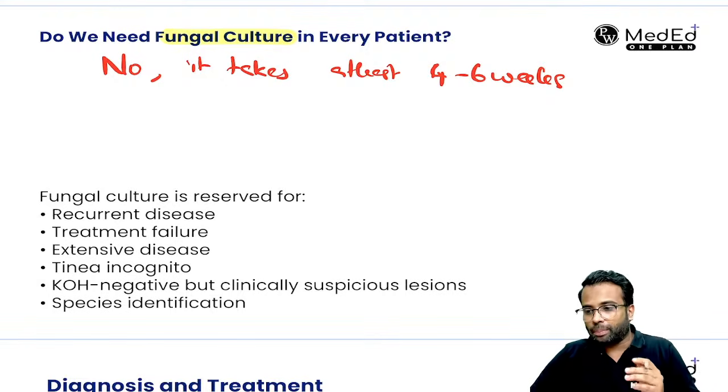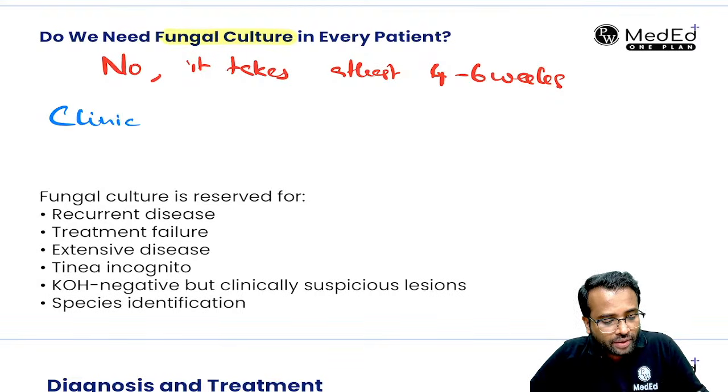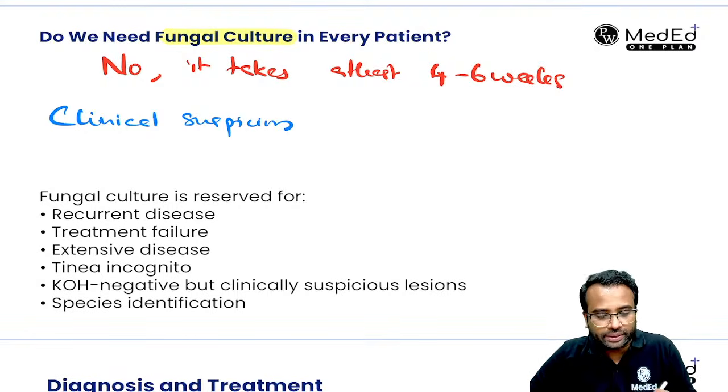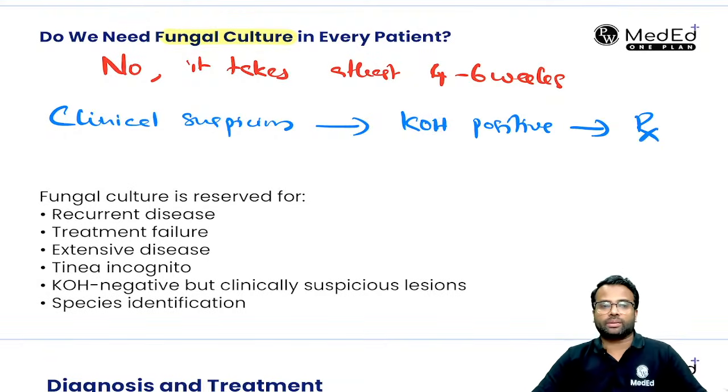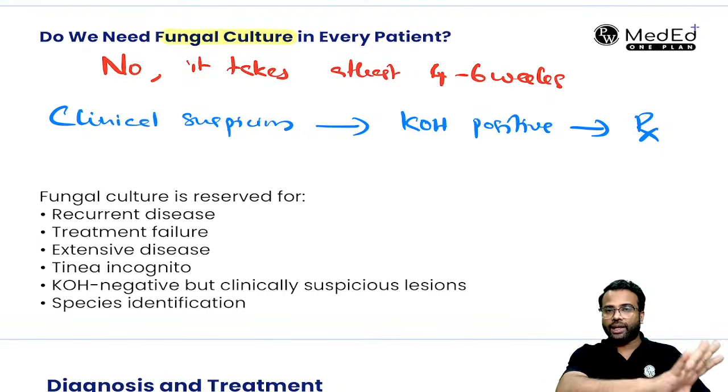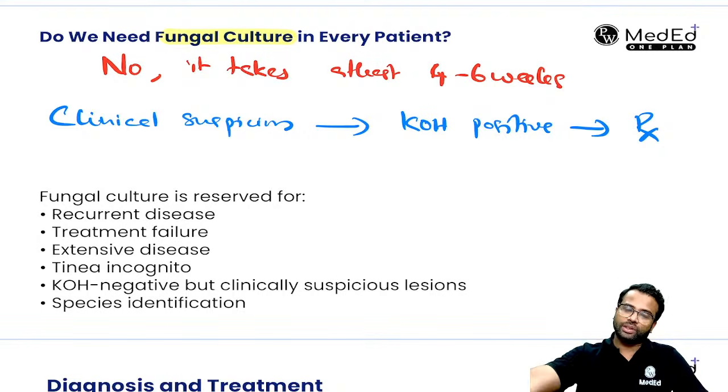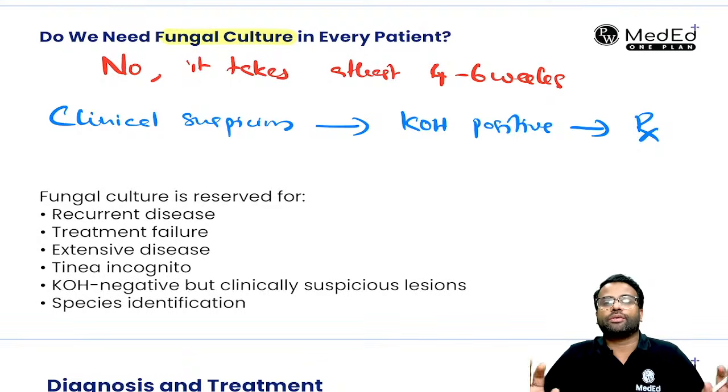That is why the approach that we follow in the clinic should be, whenever you have a patient who is having a clinical suspicion of a fungal infection, you just do a KOH which will be positive, and then you initiate the treatment. That is all you have to do. Clinical suspicion, do a KOH, start treatment. Don't wait for any fungal culture.